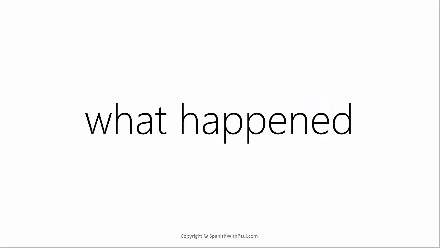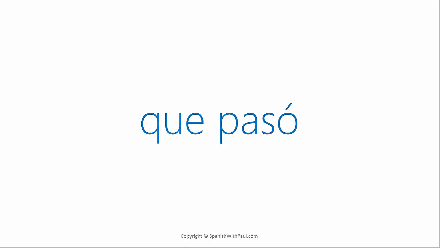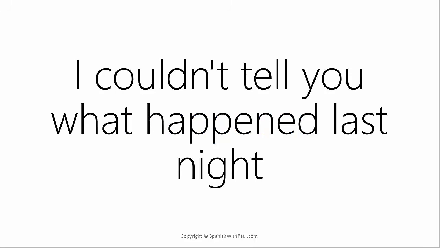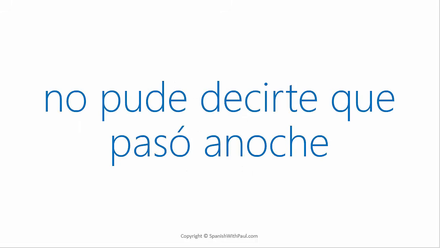Something we covered in the mini course series was how to say what happened. I wonder if you can remember how to say that. ¿Qué pasó? It's important to stress the end of that, where you see the accent over the o. So, ¿qué pasó? How would you say, I couldn't tell you what happened last night? No pude decirte qué pasó anoche.